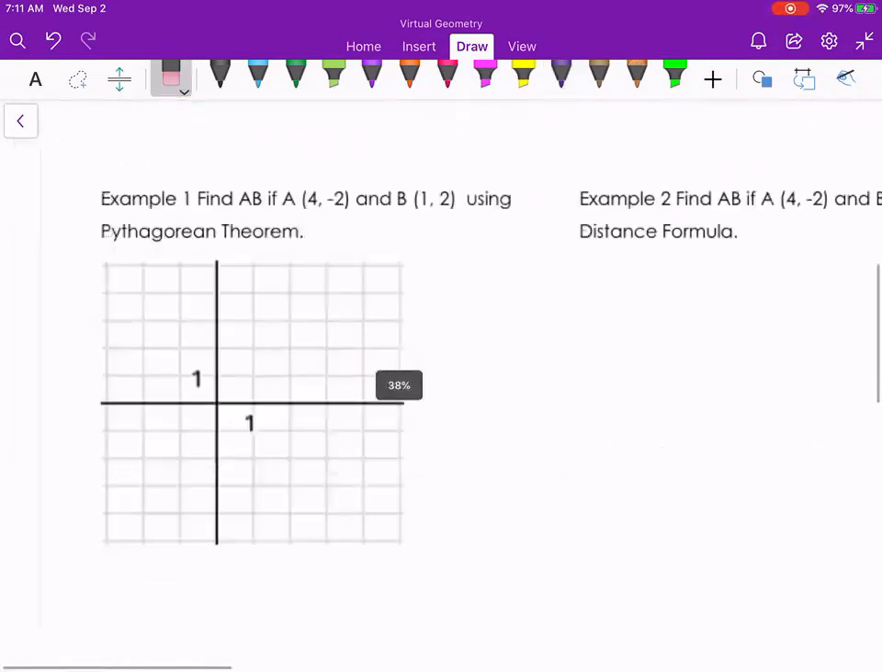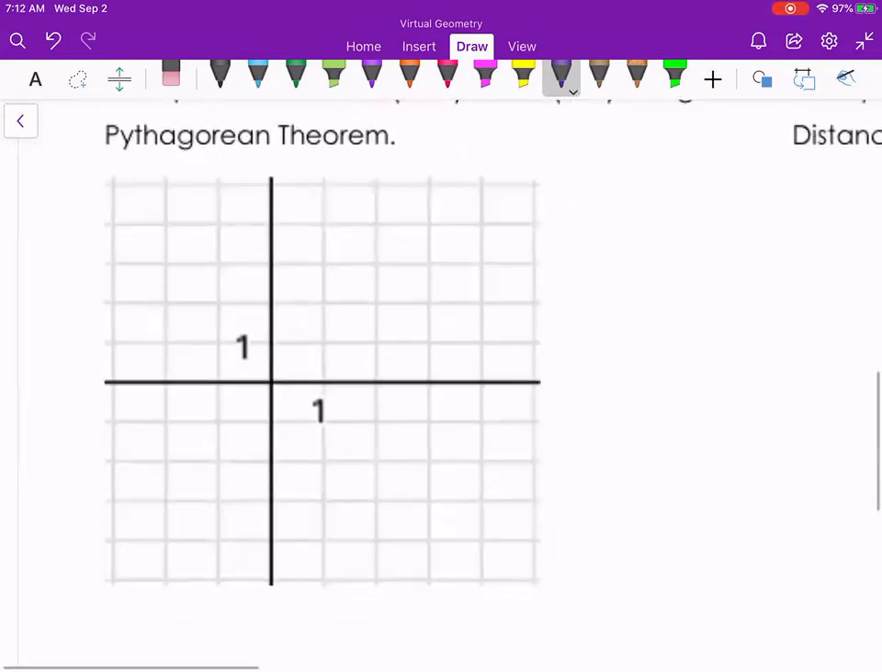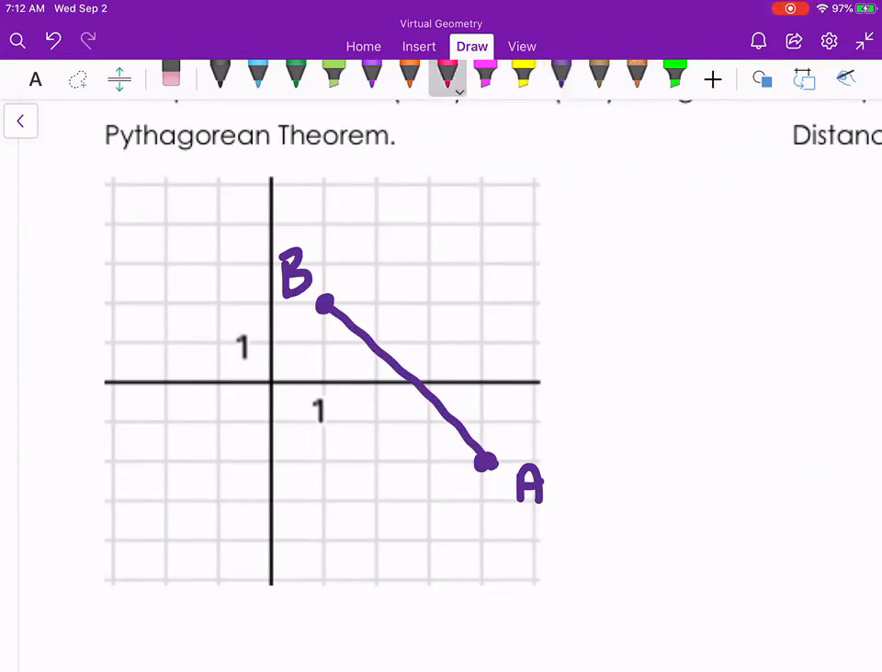All right, so example 1. Find the length of AB, because remember, no symbol on top of those letters means the length of. So find the length of AB if A is at (4, -2). So I'm going to graph that: 1, 2, 3, 4 down to -2. So there is A, and B at (1, 2). So this is the segment we're working with. Like it says, we're going to use the Pythagorean theorem for this one. So we're going to draw the right triangle that's using this as a C. So there is our C value.